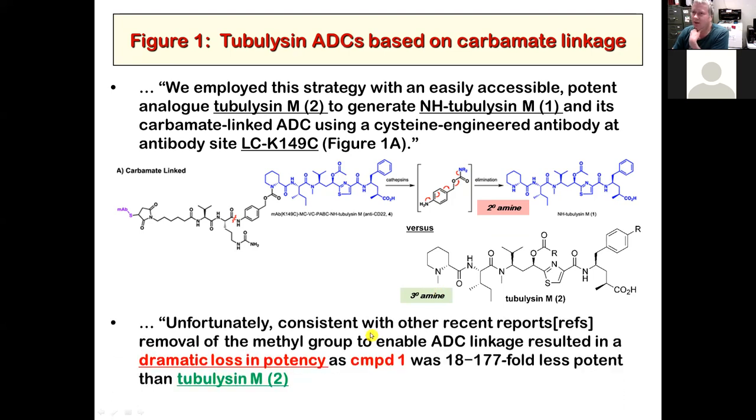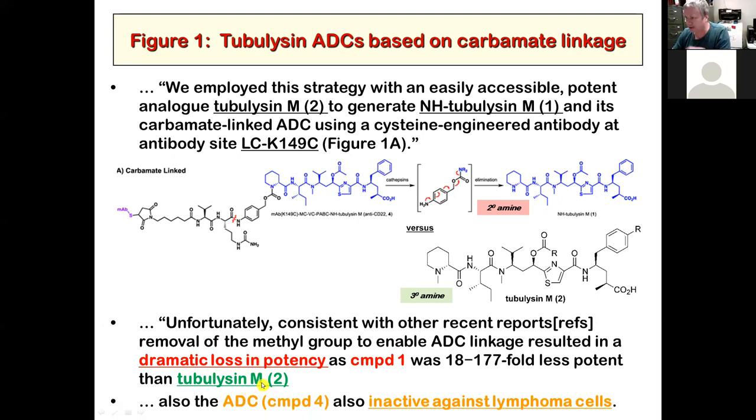And unfortunately, consistent with other recent reports, removal of the methyl group to enable ADC linkage, right? That's what they're trying to do, resulted in a dramatic loss of potency. So this actually looked really cool. They tried it. It didn't work very well. Compound one was about 18 to almost 180 times less potent than the tertiary amine. So that's kind of a bummer, right?